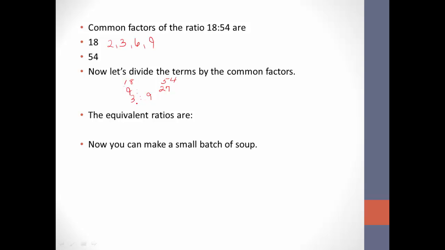It's getting smaller, but it's still too large. That would be still too much soup. I don't have 9 cups of tomatoes. So let's try it again. The common factor of 3 and 9 is 3. 3 divided by 3 is 1. 9 divided by 3 is 3. So our equivalent ratios are 9 to 27, 3 to 9, and 1 to 3. Now you can make a small batch of soup.